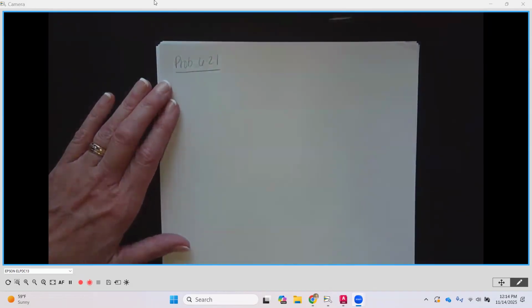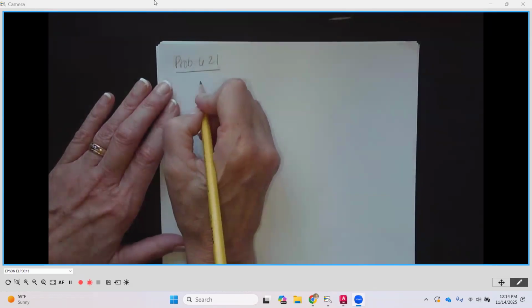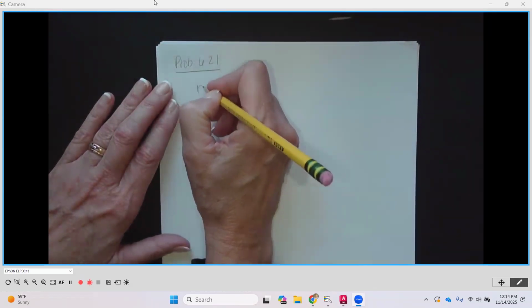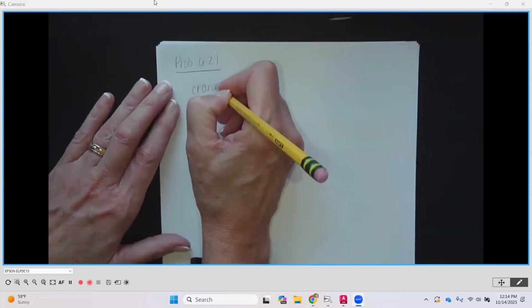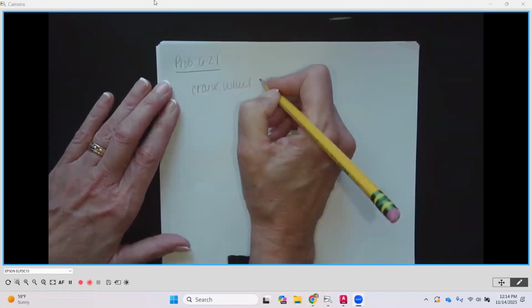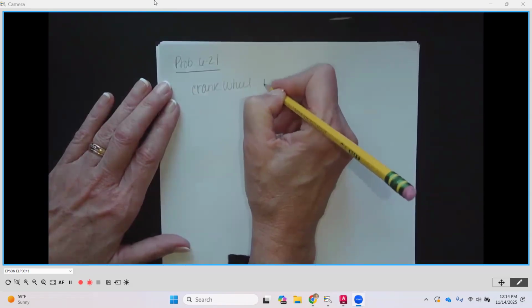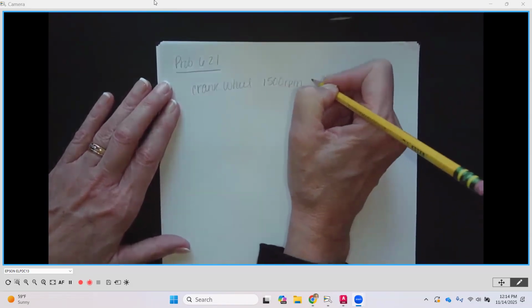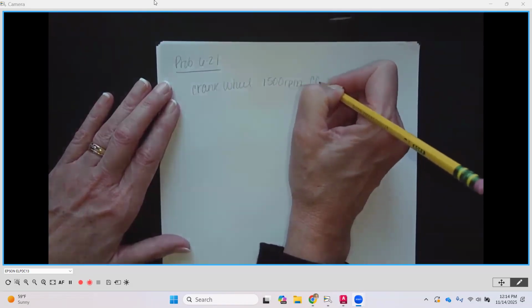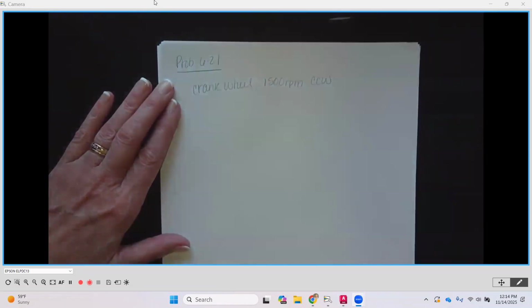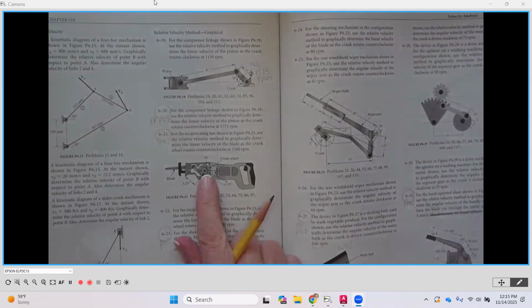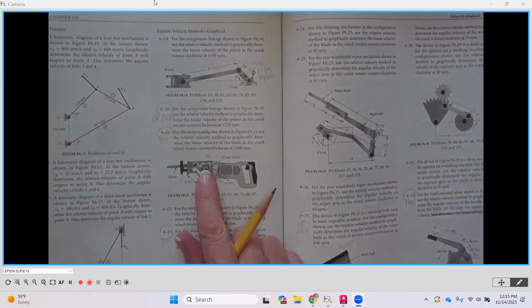What we're given here is that the crank wheel is rotating at 1500 RPMs, and they say that it's going counterclockwise, okay? So the crank wheel, as identified in the illustration here, is the circle in the middle here, okay?